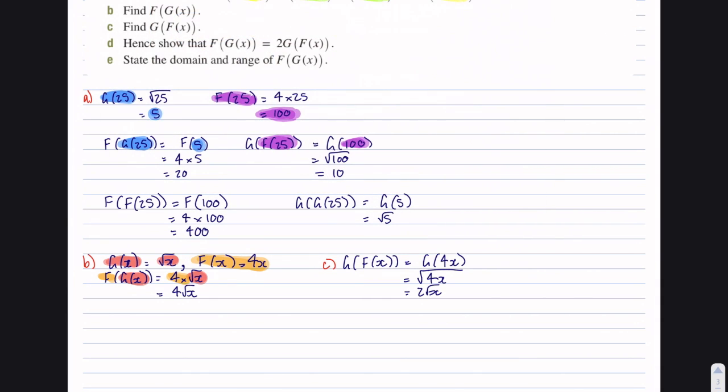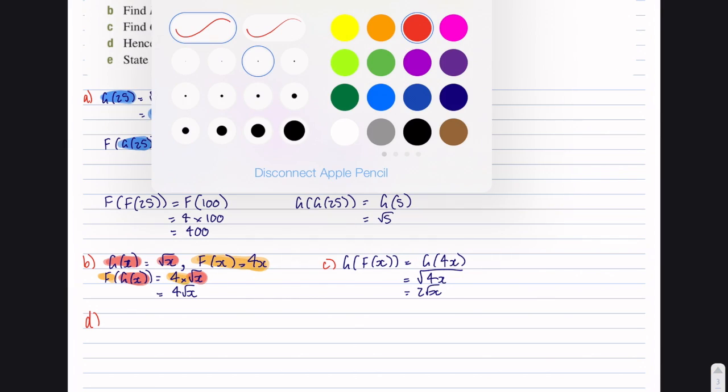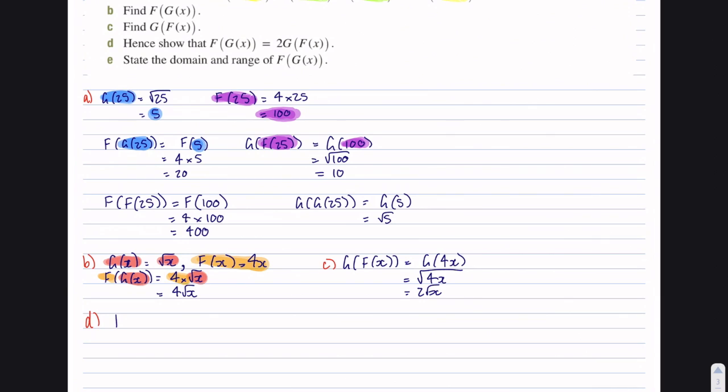Question D. Show that f of g of x equals 2 times g of f of x. Well, I'm going to start off by writing this thing. f of g of x was the same as 4 root x. 2 times g of f of x is the same as 2 times 2 root x. So we end up with 4 root x on both sides.